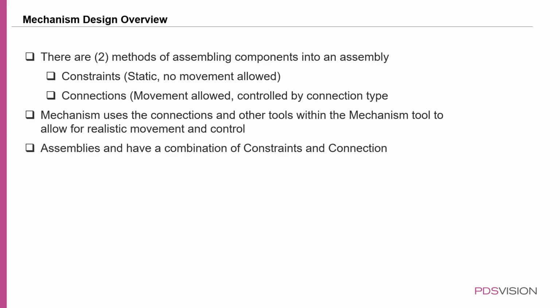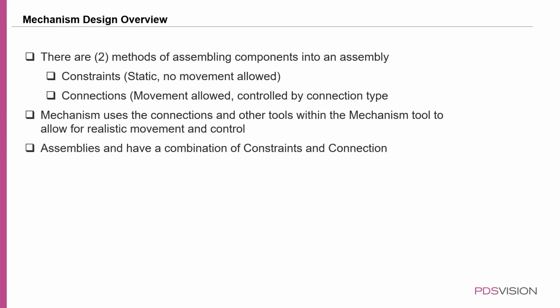And then we also have connections. With connections, movement is allowed. It is controlled by the connection type. So we have pin connections, cylinder connections, ball joints, gear connections, all kinds of things that we can go through and build up. But once again, the way they move is controlled by the type of connection that we're using to still lock it in certain degrees. So it's going to have a degree of freedom, but we don't want it to have a full degree of freedom.